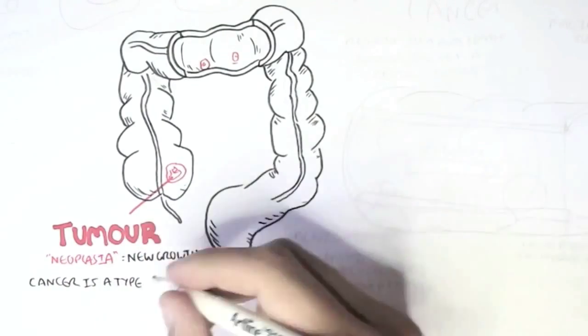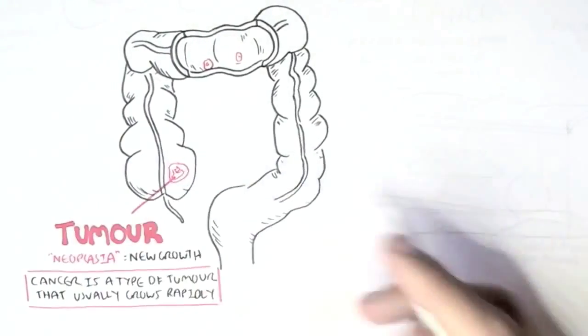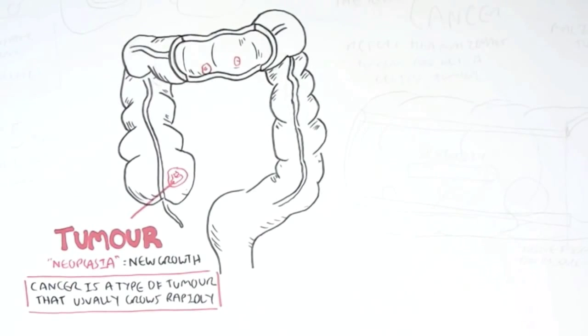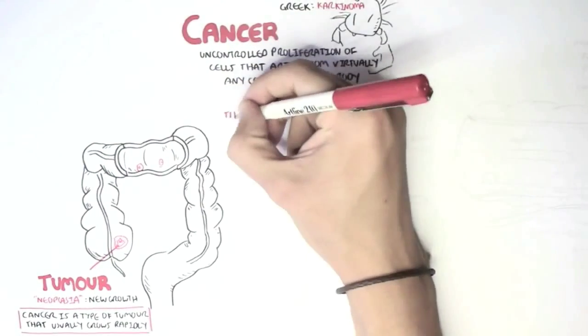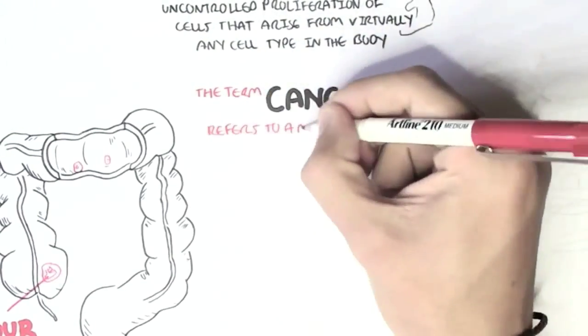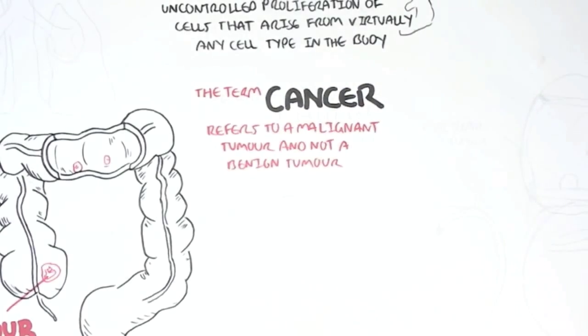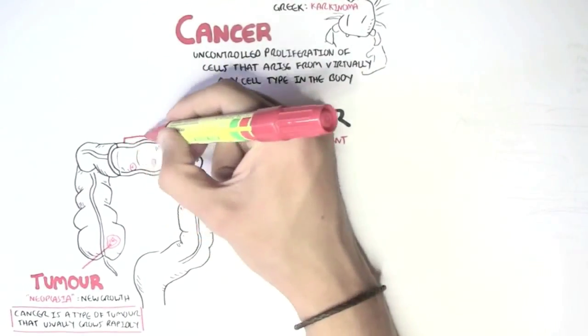Now, cancer is a type of tumor that usually grows rapidly, but not always. Some tumors are slow growing, such as the ones that occur in the lungs. Another fundamental thing to take in is that the term cancer refers to a malignant tumor and not a benign tumor. But what is the difference between a malignant tumor and a benign one?